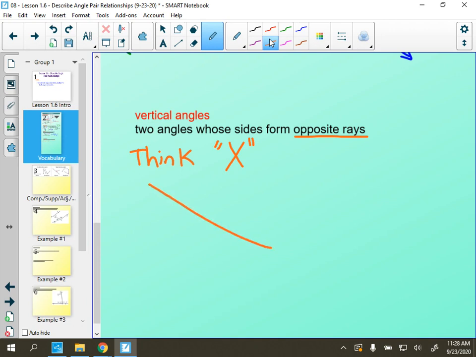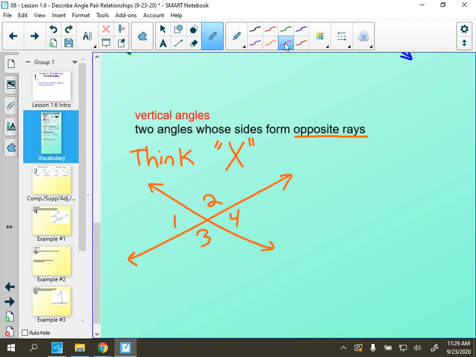I need to see the letter X. So if I draw that same picture we were just looking at and number these 4 angles 1, 2, 3, 4, there are linear pairs up there: 1 and 2, 2 and 4, 3 and 4, 1 and 3. We just got done talking about that.